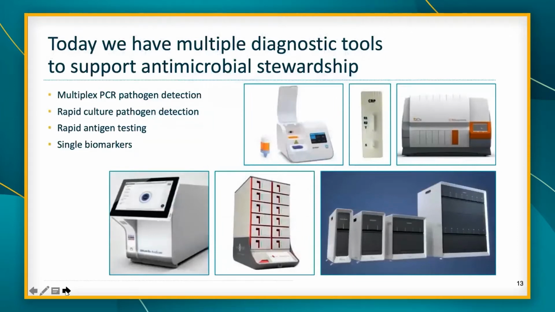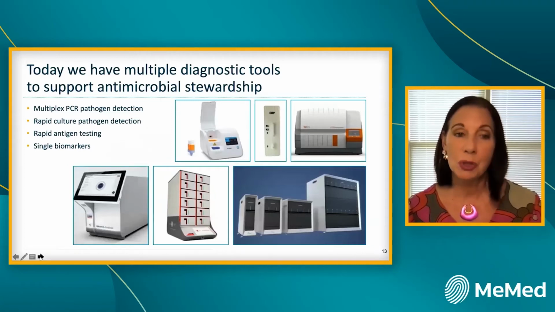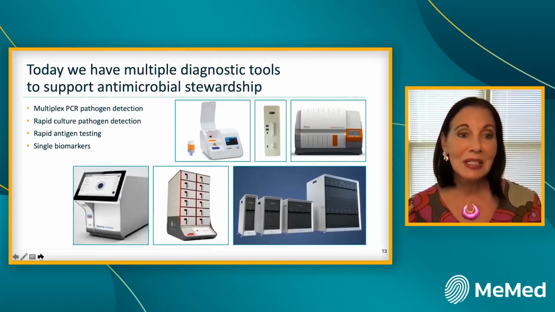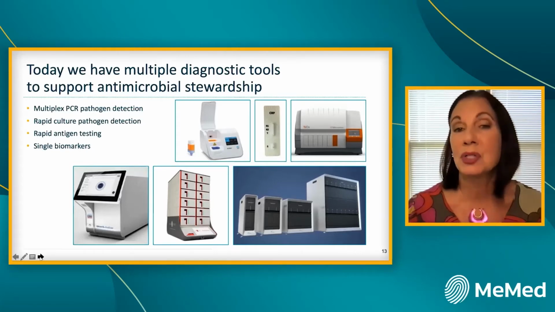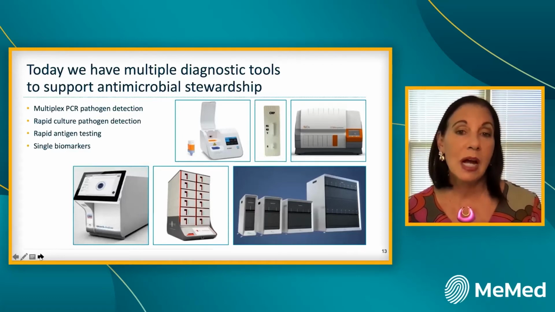And I think what's so exciting, as I've been working with diagnostic tools for many years now in my career, we have multiple diagnostic tools to support antimicrobial stewardship. We published one of the first studies in 2010 looking at a rapid diagnostic test with stewardship interventions. And now, the challenge today is, which tool are you going to use? Because there are so many different ones: multiplex PCR pathogen detection, rapid culture pathogen detection, rapid antigen testing, and single biomarkers like procalcitonin. All of these diagnostic tools are available. How do you decide which ones to use?